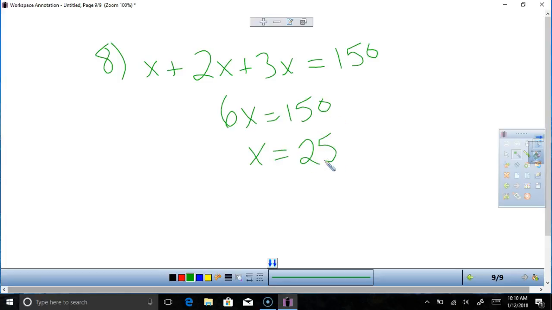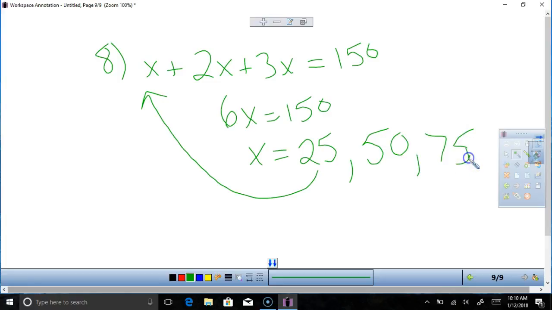Now that's not my final answer because it said find the 3 numbers. That one just refers to that x. So it'd actually be 25. 25 times 2 is 50. And then 25 times 3 is 75. Those were my 3 magic numbers.